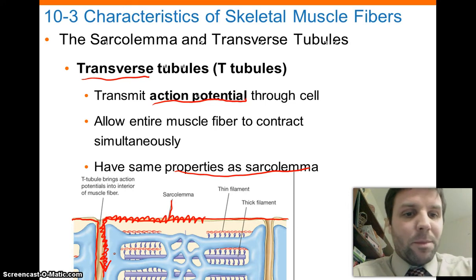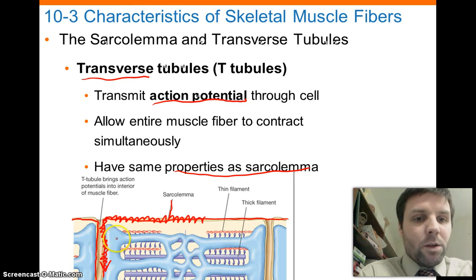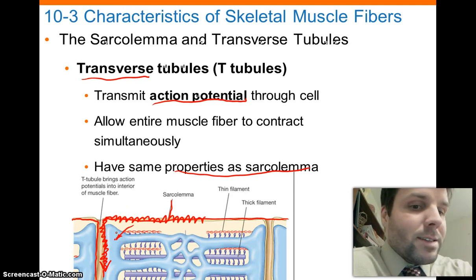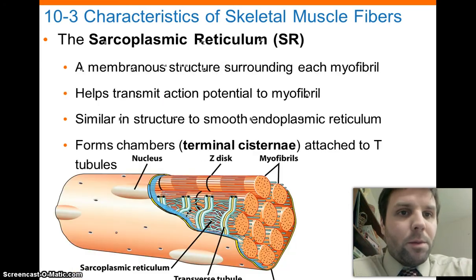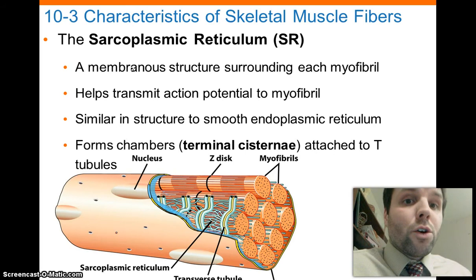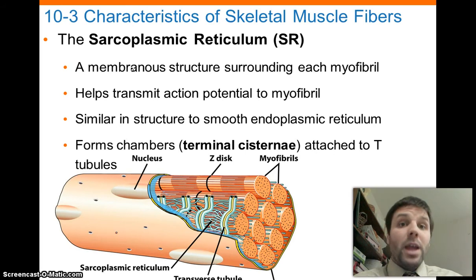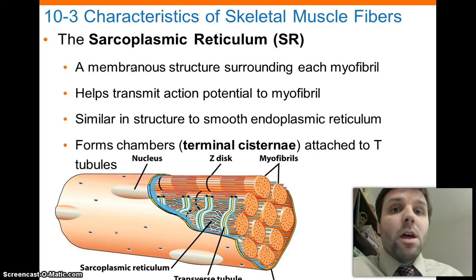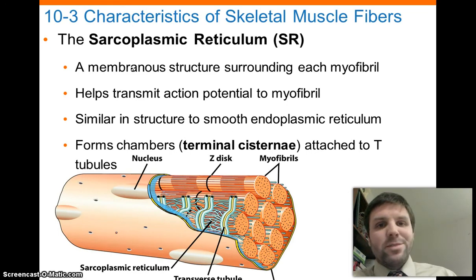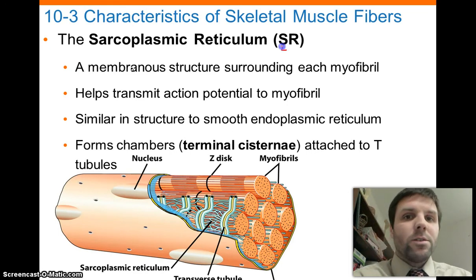Okay, now let's talk about the next structure. We're going to be looking at this blue structure here in this picture, right here, and it looks kind of like a lacy sleeve, and they're going to cover all of the myofibrils. That lacy sleeve, as your book will call it, is called the sarcoplasmic reticulum. You may remember the endoplasmic reticulum that you talked about back in a biology class. Well, this is the sarcoplasmic reticulum, abbreviated SR, as you can see here.